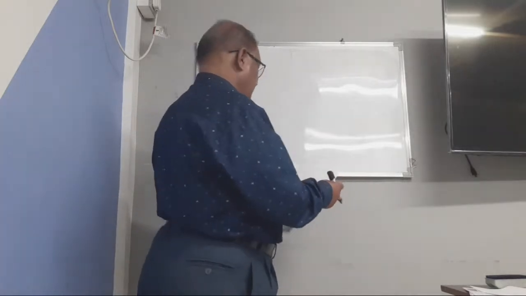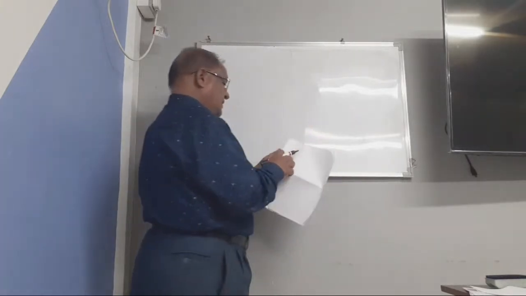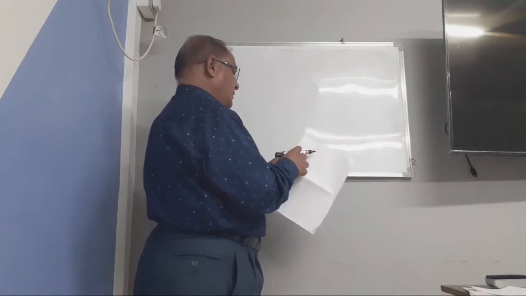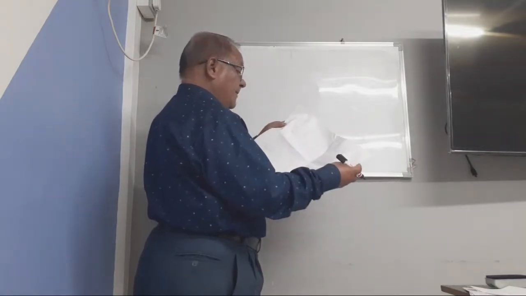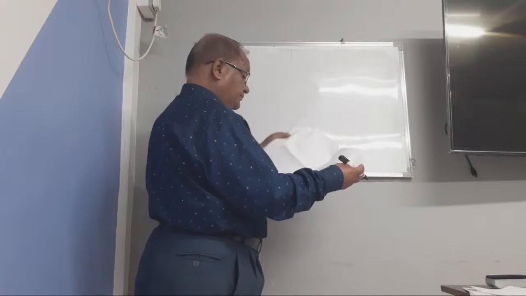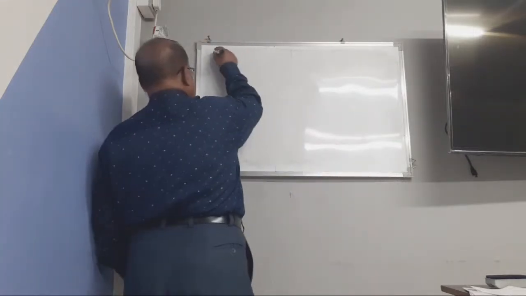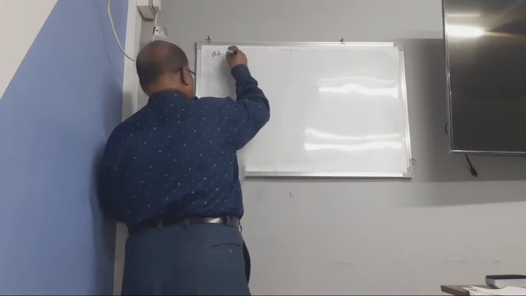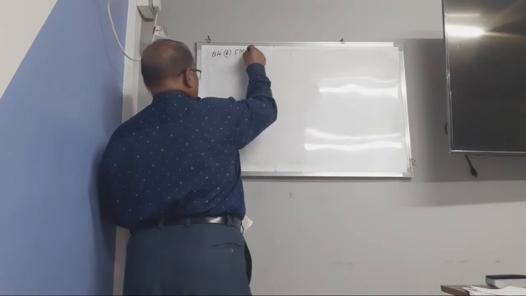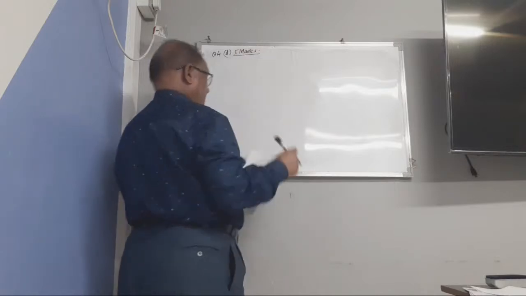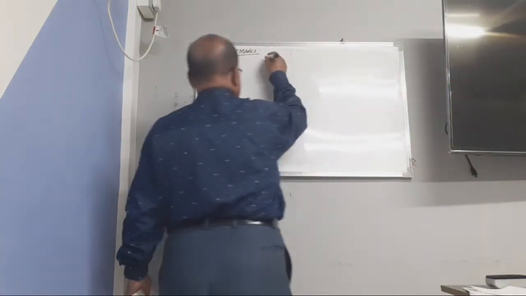Now let's see the preparation of income and expenditure account, which is asked in question number 4 of this question paper. Question number 4 comes in part D, and it is asked for 5 marks. Prepare income and expenditure account from the following information. I will prepare the income and expenditure account here.